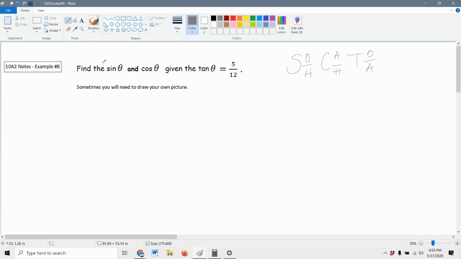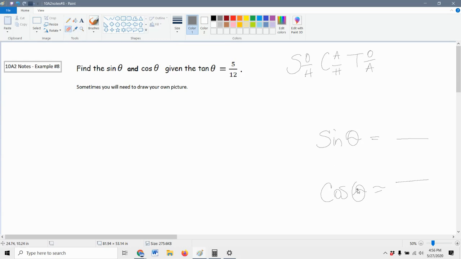Then you're going to ask yourself, well, what is it that I'm trying to find? Well, I'm trying to find the sine of theta. That's a ratio, and I'm also trying to find the cosine of theta. And that's, again, another ratio, right? We have these ratios here for us in SOHCAHTOA.